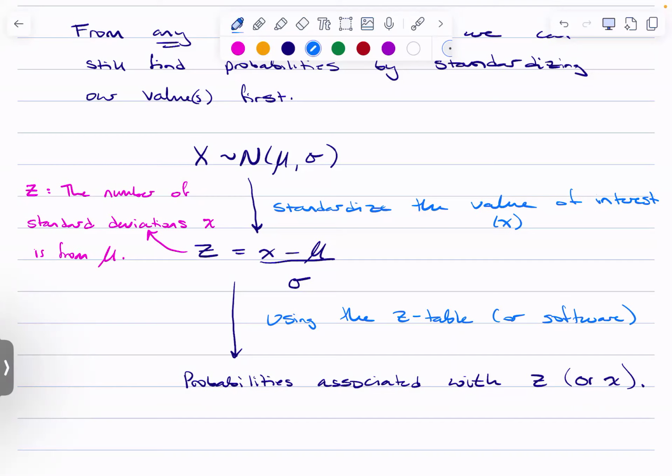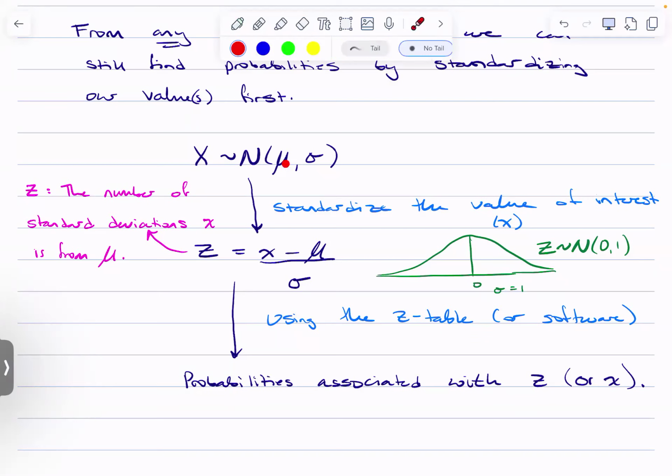And Z, just as a rule, let's do green maybe. Z follows a normal distribution centered on 0 with a standard deviation of 1. And we write that with the shorthand notation that we established: follows a normal distribution centered on 0 with a standard deviation of 1. That brings us down from any normal distribution, shrinks it down, standardizes it. And now we're able to talk about how many standard deviations we are from the mean.